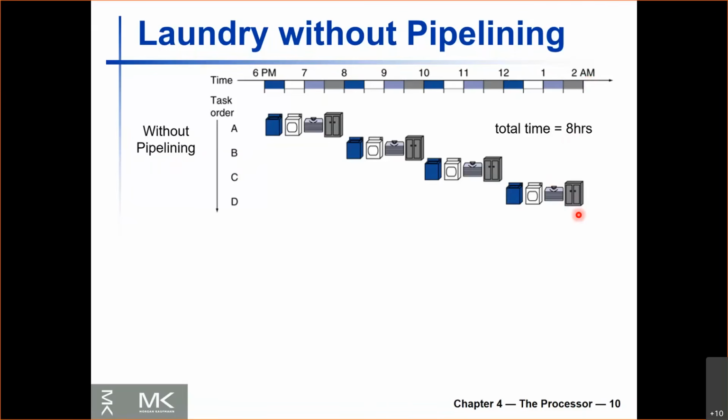Now, each roommate is still going to have to spend 2 hours doing their laundry. You can't get away from that. But it would be nicer if all together they could finish sooner. So, any ideas about what we can do to make them finish sooner?